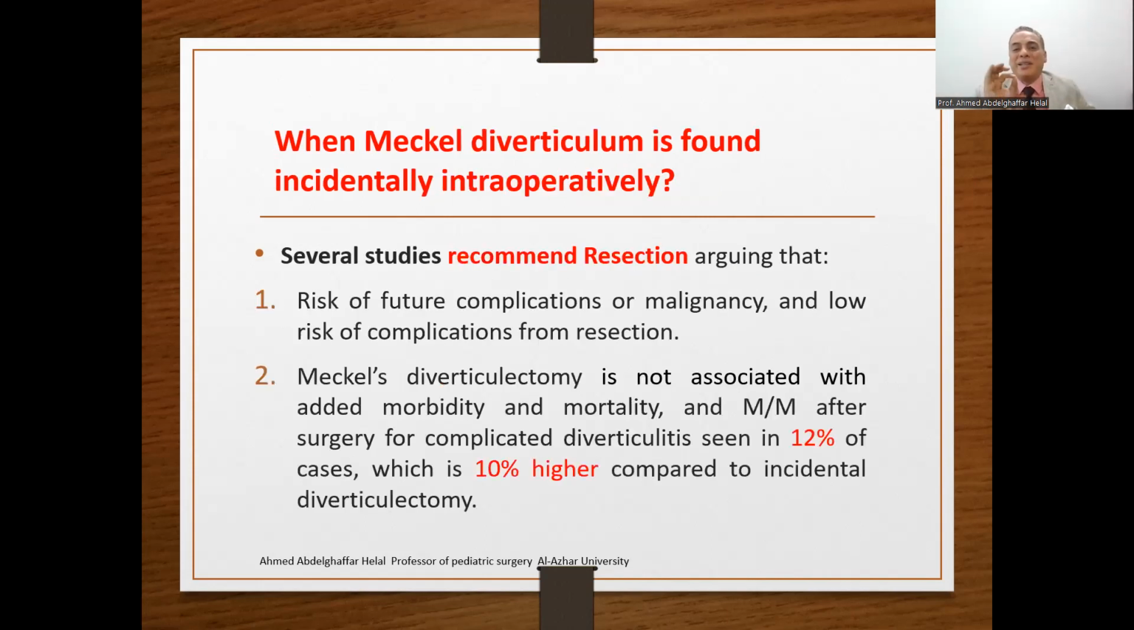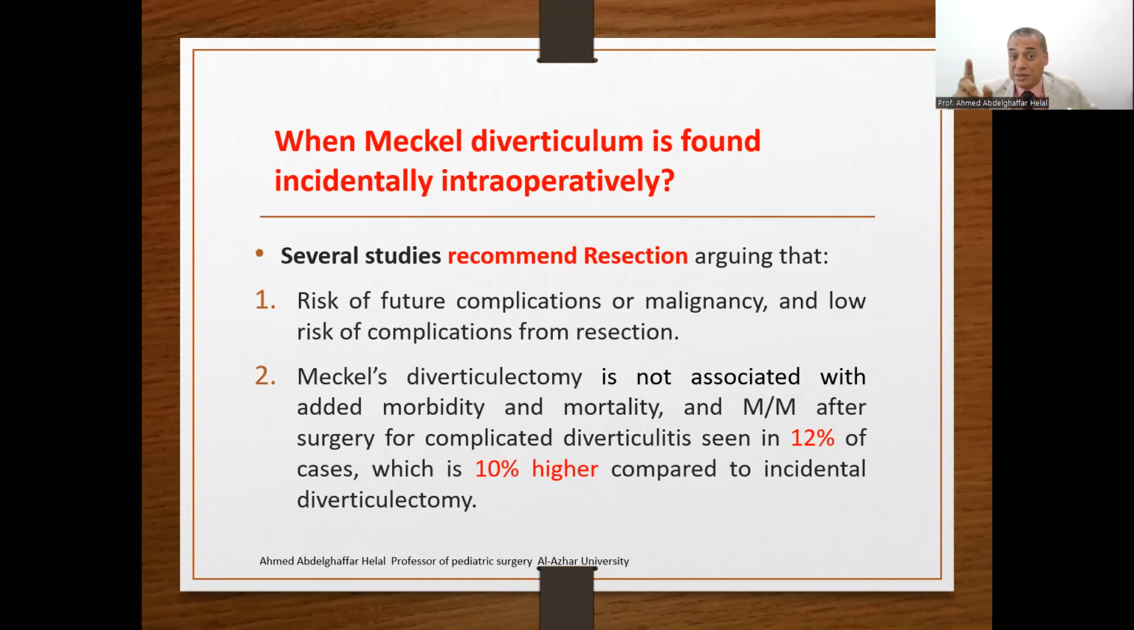The most important case is when Meckel diverticulum is found incidentally intraoperatively. You perform surgery for another pathology, another diagnosis, and surprisingly, you find an asymptomatic, incidentally detected Meckel diverticulum. There are many schools on this problem. Several studies recommend resection, removing the Meckel. They argue that there is a risk of future complications or malignancy, and low risk from resection. This Meckel may become inflamed, may cause bowel obstruction, or may lead to diverticulitis. And there is low risk from removal: removing the Meckel is a simple operation in the elective setting.